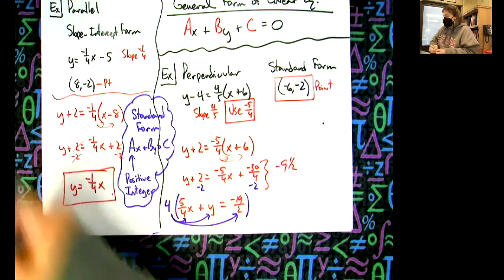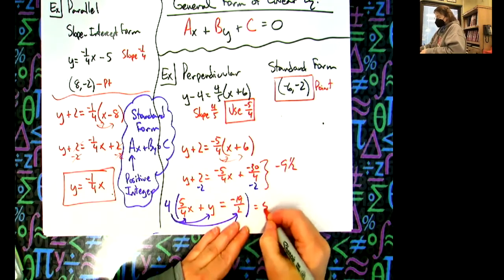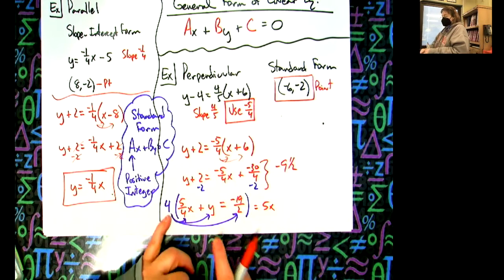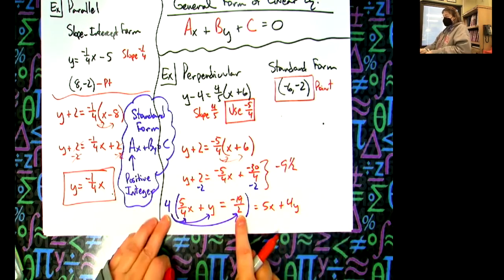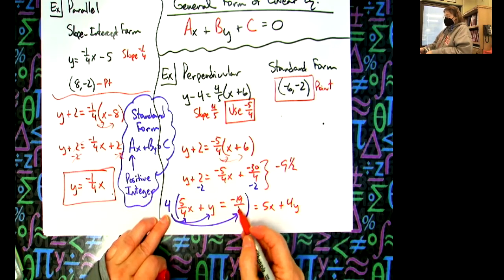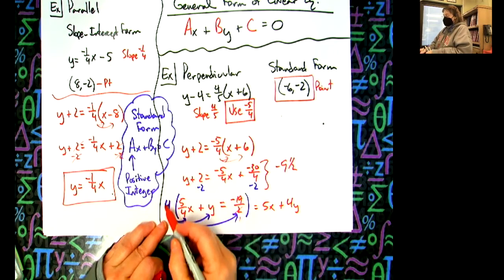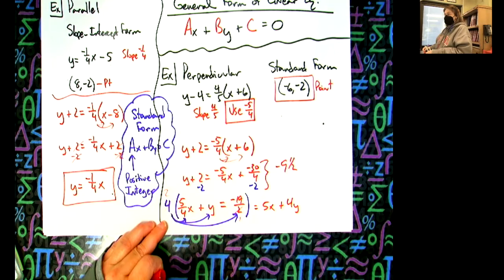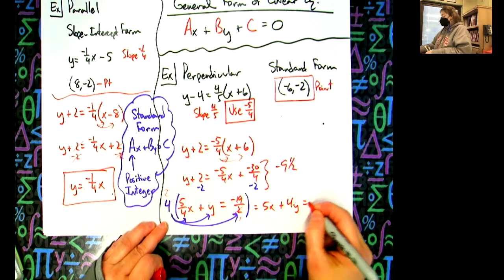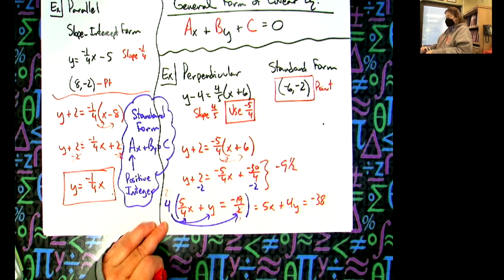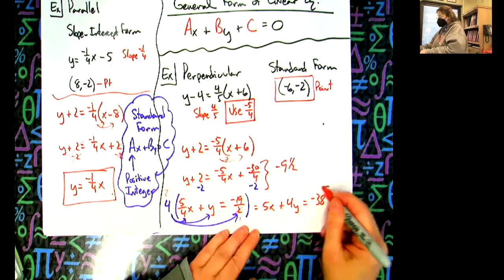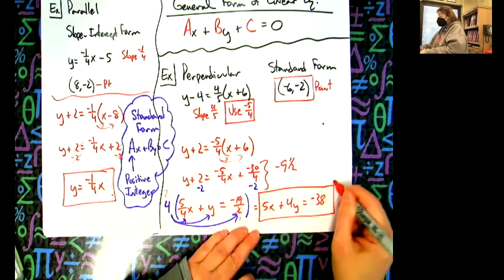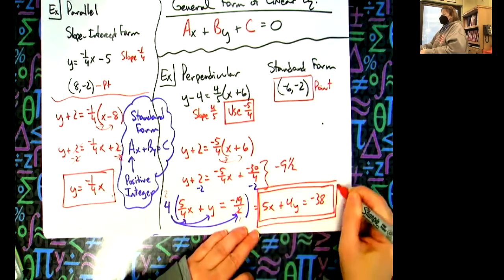That would leave me with 5x, positive integer, 4 times the y, 4y. Okay, now can we do this in our head? 2 goes into 2 once, 2 goes into 4 2 times 19, 38. So negative 38. Did I multiply that right? Yeah, I think so. 2 times 19, negative 38. So now I am in standard form.